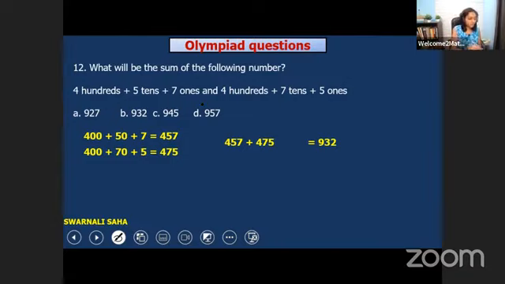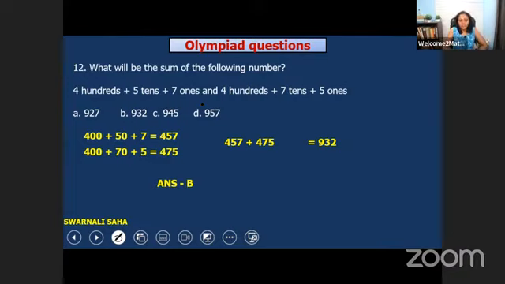So it is the answer. It's so easy to do. So it's 932, option B. Whenever you get this type of question, don't become confused. It is just the expanded form of the number. Sometimes the numbers are given in expanded form, and you just have to write the number. First write the expanded form, then write the number and add the numbers. That's all, and you will get your answer. Option B is the right one.